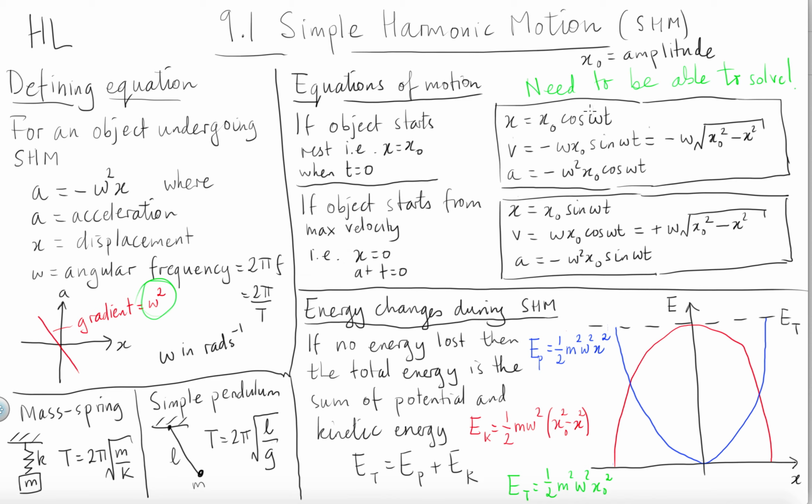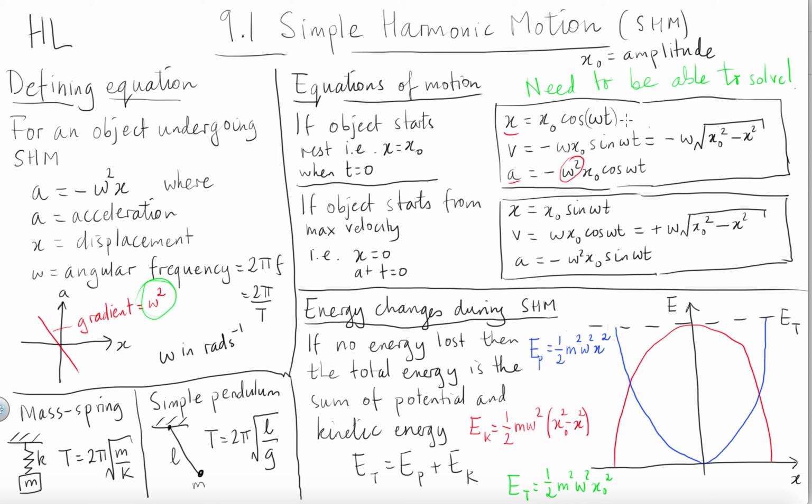times the cosine of omega t. Omega is the angular frequency, time is the variable here. If we take the derivative of the displacement, we get the velocity, which becomes negative omega x0 sine omega t in this case, and acceleration is negative omega squared x0 cosine omega t. Notice that these two equations are the same apart from the omega squared.